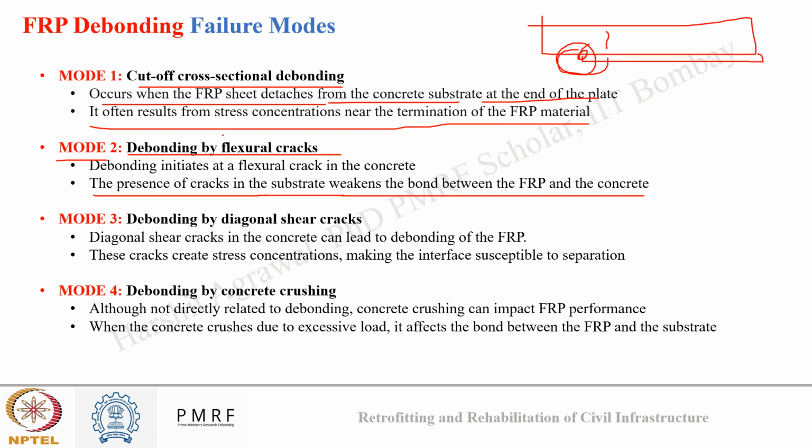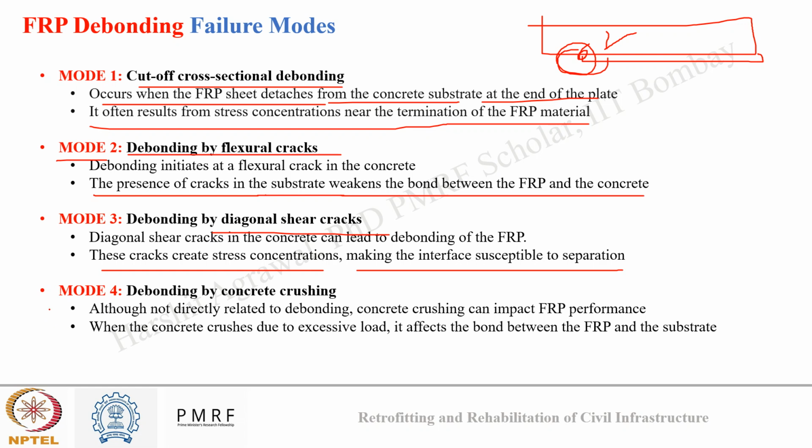Third failure is due to diagonal shear cracks. Diagonal shear cracks in the concrete can lead to debonding of FRP. These cracks create stress concentration, making the interface susceptible to separation. So due to shear stress concentration from diagonal cracks, again the interface may become critical for separation, which may cause debonding.